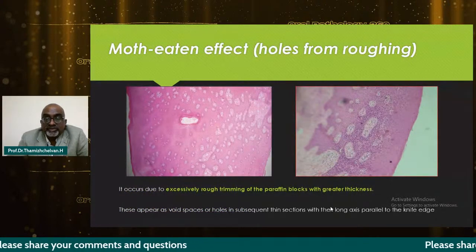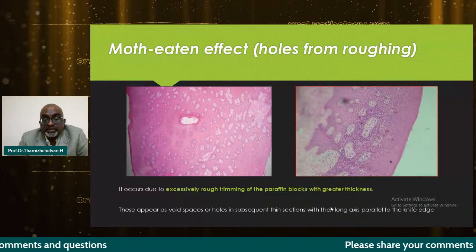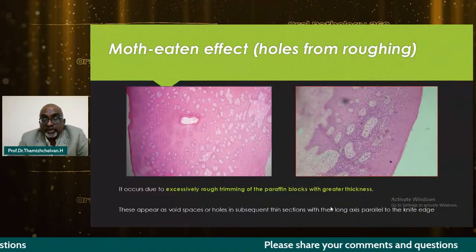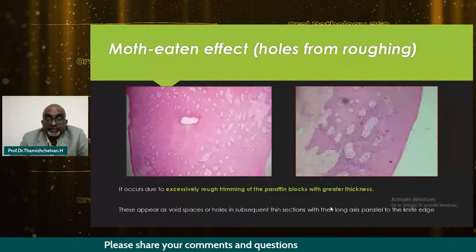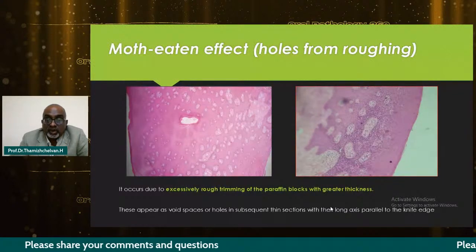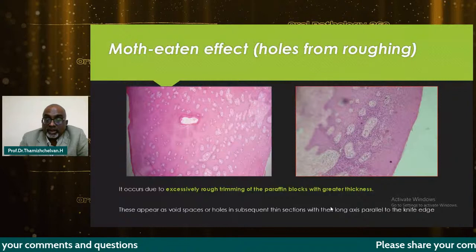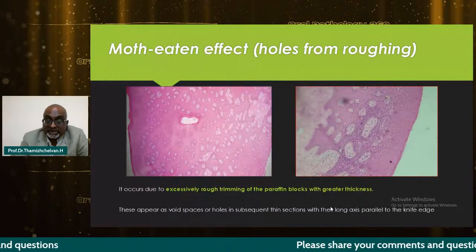Moth-eaten effect refers to the holes from the roughening. It occurs because of excessive trimming of paraffin blocks with greater thickness. These appear as void spaces or holes in subsequent thin sections with a long axis parallel to the knife edge.